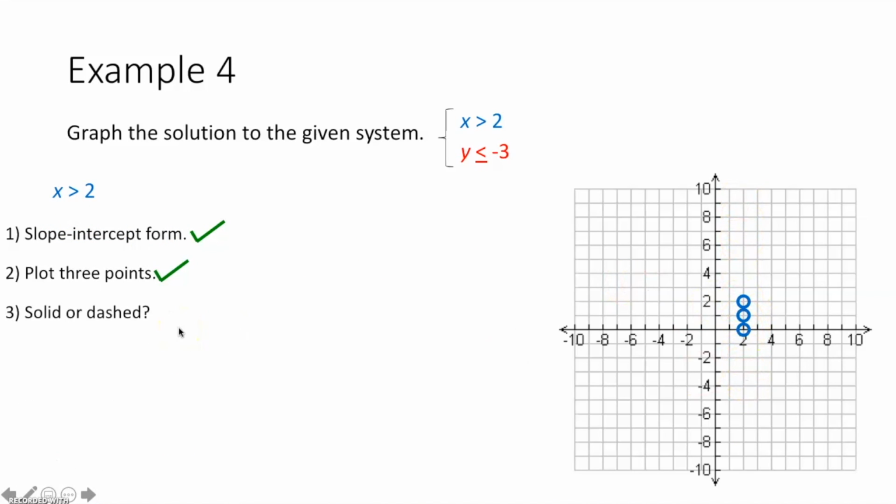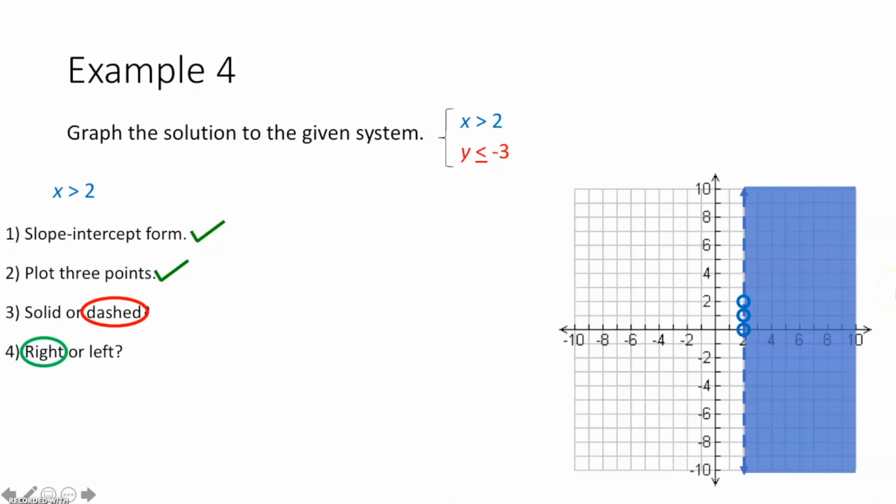So then we can decide, do we have a solid or dashed line here? Well, since we had open circles, that means there's no equal sign under here. That means it's a dashed line. So we put a dashed line going through those points. That means that any point on this line would not cause this inequality to be true. That's why it's a dashed line. Next, which way are we going to shade? Right or left? Well, it's x is greater than 2. So we want all the x values greater than 2. So that would be 3, 4, 5, 6. So we're going to shade to the right.